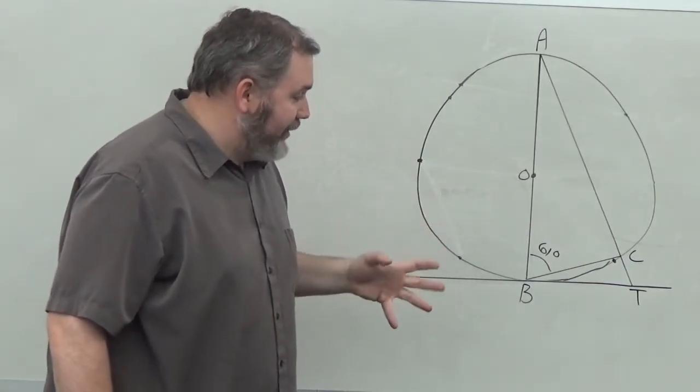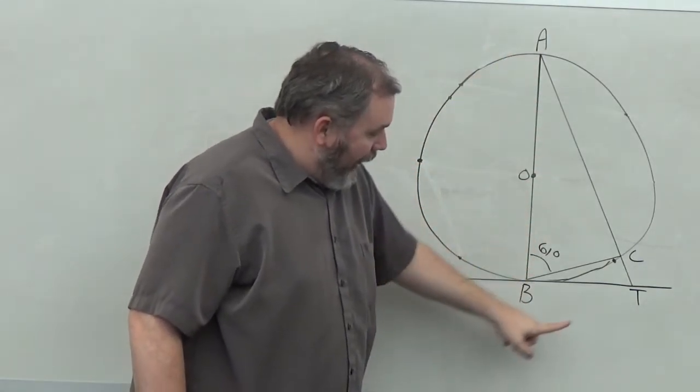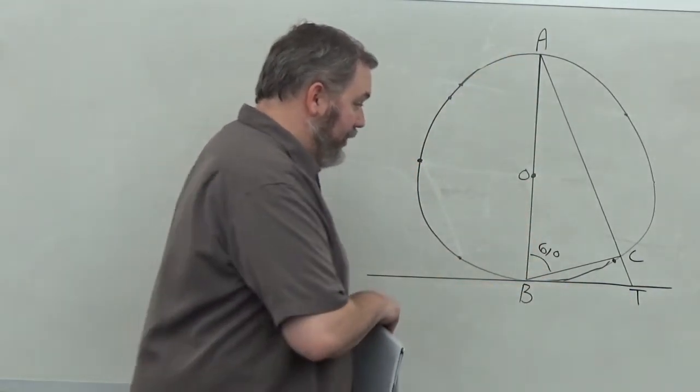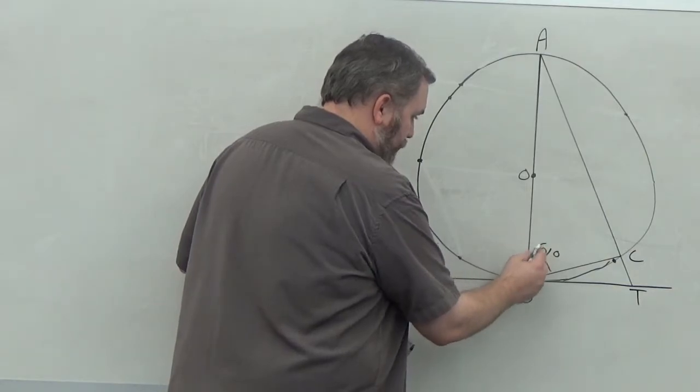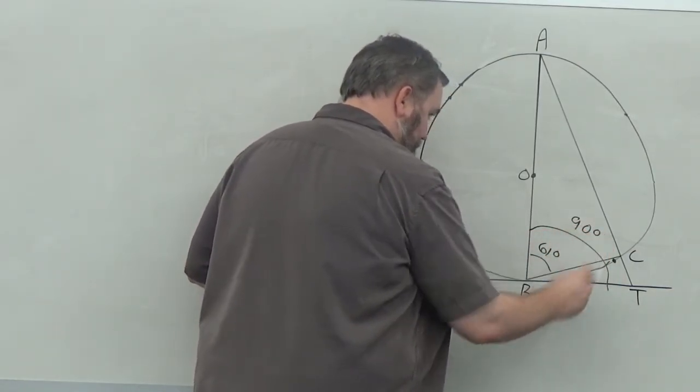Wait a minute, that's telling me something. It's telling me that this line and this tangent is 90 degrees. So from here to here, we have 90 degrees.